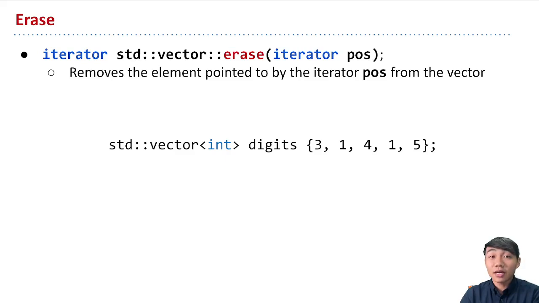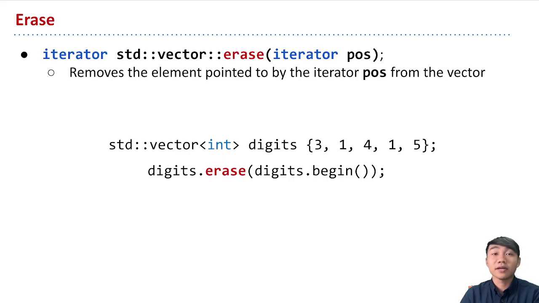So what this function does is it removes the element that the given input iterator is currently pointing to. So we can use this function to remove elements from a vector. So if I erase digits.begin, which points to the very first element in the vector, then I'd be left with 1415. You'll also notice that it returns an iterator, which we're actually not using here. The return value is an iterator that points to the element that came after what was just removed. So we just removed 3, so the return value would be an iterator that points to the first 1.